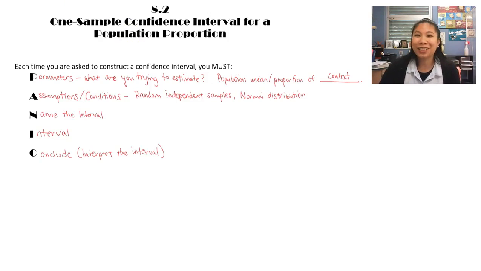The fourth thing we include is very straightforward. We actually need to calculate the interval itself. This is the only part that's really the mathy part. This is where we show our work to calculate our confidence interval.